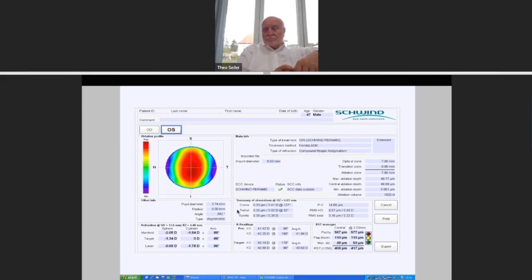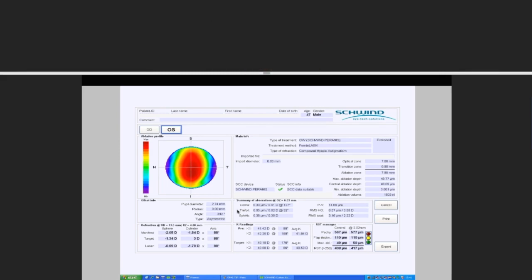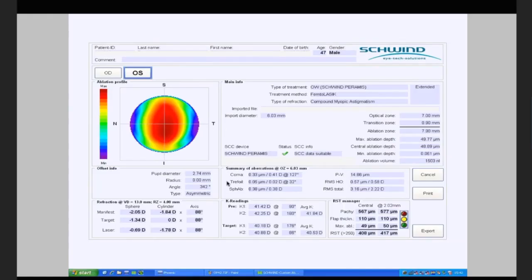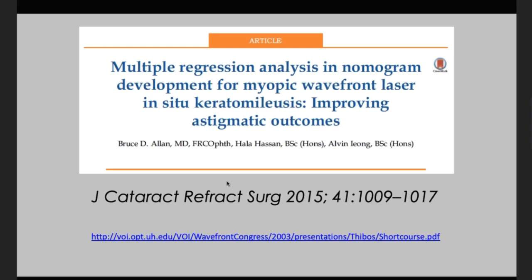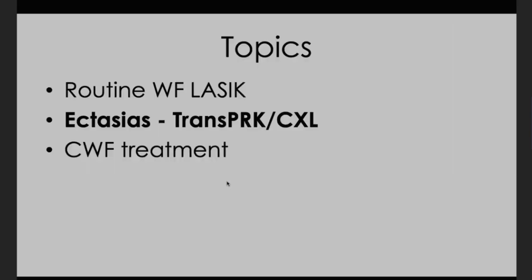Those are quite easy to derive. And if you look at the video, again, I'll give you some tips for how to get started on that. So look for that on YouTube. There's the paper again. And that's routine wavefront treatment.